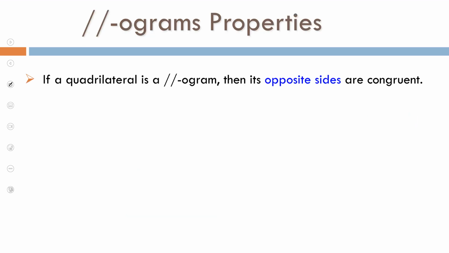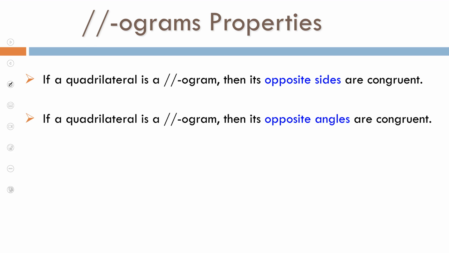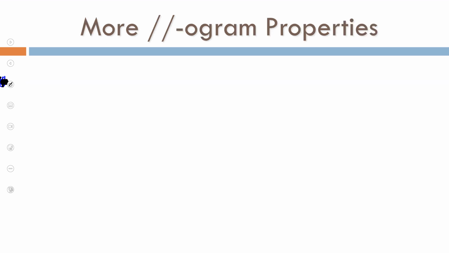All right, so let's see how you did. We got opposite sides congruent. We got that under control. Yes? Great. We've got opposite angles are congruent. Got that under control. Perfect. You guys are killing it. Oh, there's a picture. Great. Let's move on.